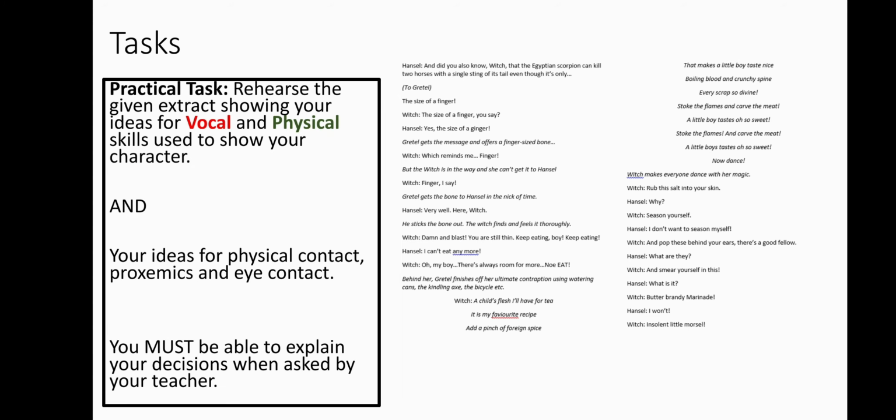Practical task. Rehearse the given extract showing your ideas for vocal and physical skills used to show your character, and your ideas for physical contact, proxemics, and eye contact. You can refer to your knowledge organisers to help you work out the vocal and physical skills needed. You must be able to explain your decisions when asked by your teacher. You'll have some time now to rehearse your pieces.